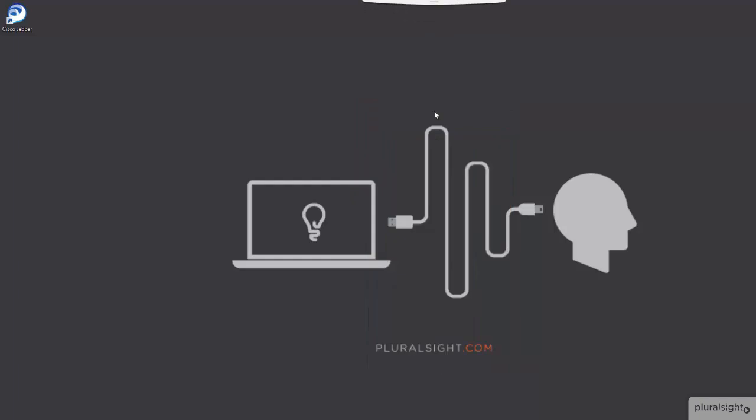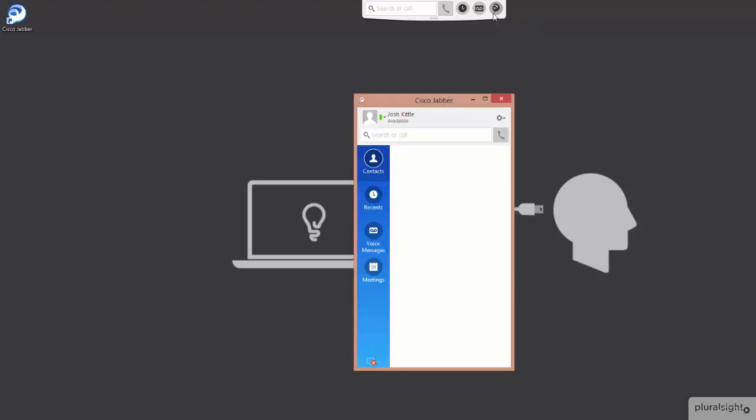Now, if you look at the top of the screen, you'll see a drop-down bar. If I hover my mouse over that drop-down bar, you'll see the Search or Call dialog box pop up. This toolbar is part of Jabber for Windows. If I want to show the full-blown client, I can go to the hub window icon on the right and click it. You'll now see the Cisco Jabber application has launched.